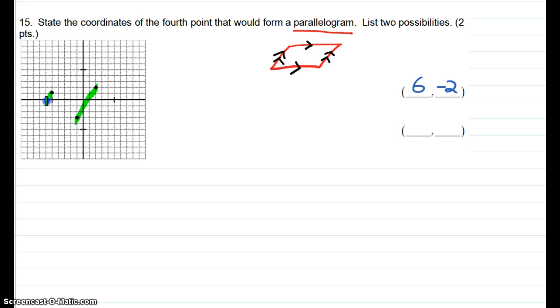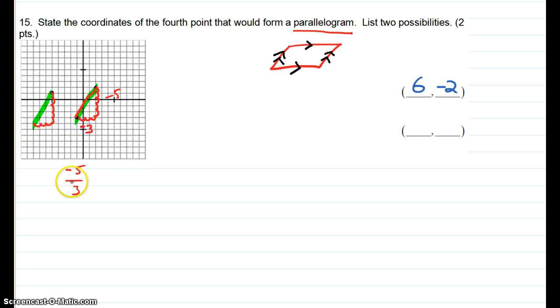We could also have a parallelogram over here. So the first thing we're going to do is find the slope of this line. So it goes down 1, 2, 3, 4, 5. So down 5. And then over 1, 2, 3. So the slope of that line is -5 over 3. So if this is going to be parallel, it has to have the same slope. So we're going to go down 5, to the left 3.